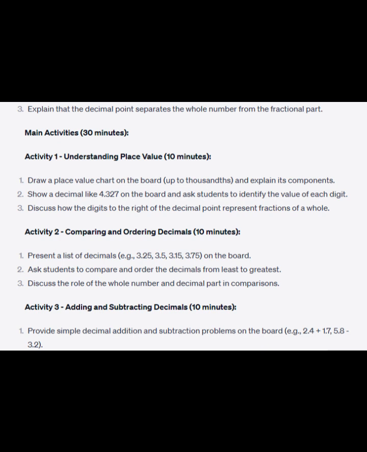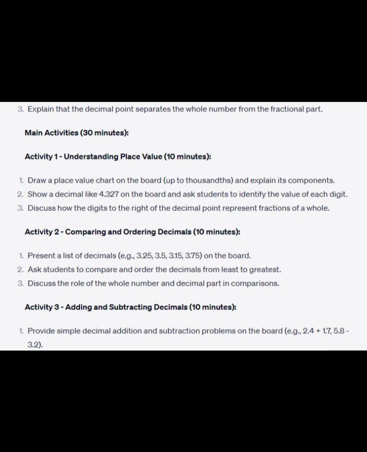Main activities, 30 minutes. Activity 1, Understanding place value, 10 minutes. Draw a place value chart on the board, up to thousands, and explain its components.